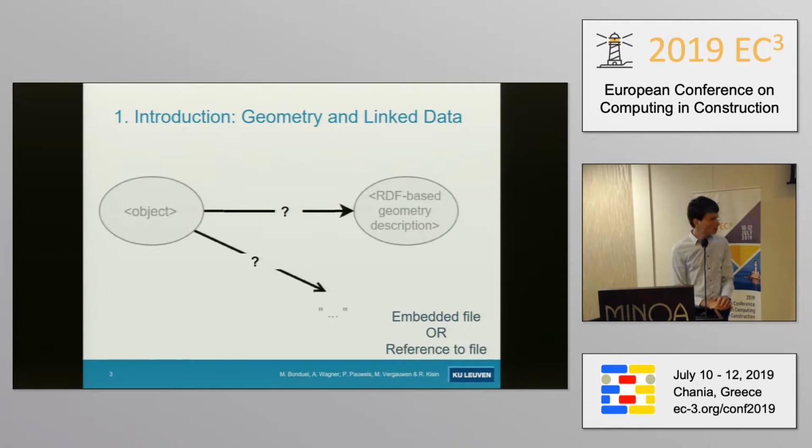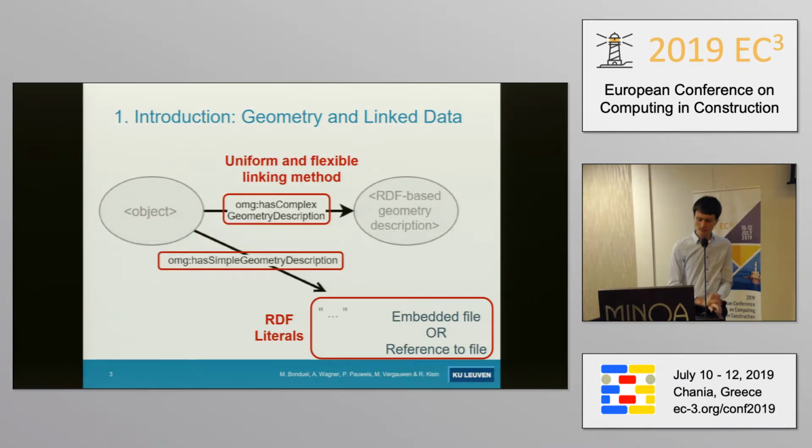So as Anna already discussed, we can have, for example, objects. This can be a building object, a building element, a building space, whatever. And it can be connected to geometry descriptions. The geometry description can be RDF based, so actually a graph describing what the geometry is, or it can be a snippet, so an embedded geometry file, or it can be a reference to a file external to the graph. For the two lower methods, we can use RDF literals, or at least that's the assumption. And this will be discussed in this paper and presentation.